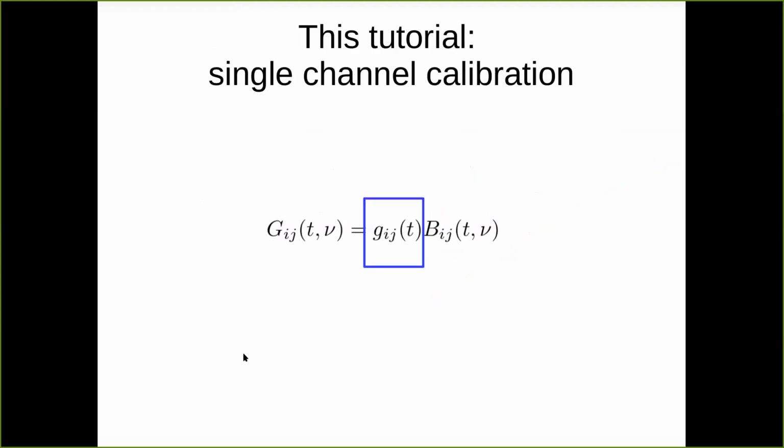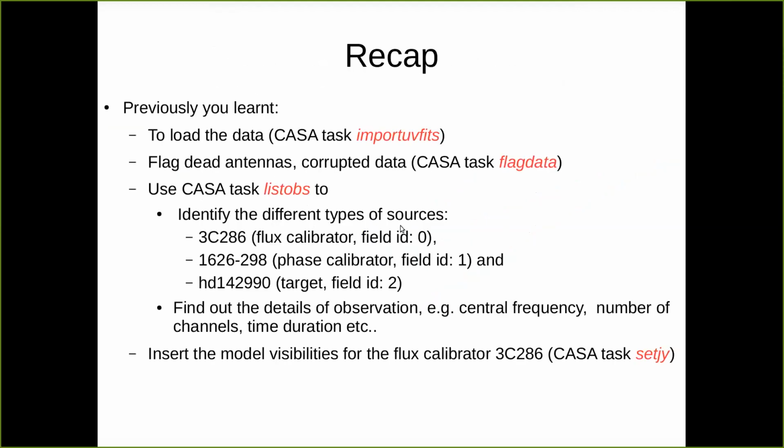I showed you that the observed visibility and the actual visibility are connected by this quantity, the gain, which has a fast time-varying part and a slowly varying frequency-dependent part. So this tutorial will purely be about how we determine this g_ij(t), called the complex gain. I don't think this is needed because you just learned it, but you learned how to load data, how to flag data, how to check listobs, and I hope you quickly learned setjy as well.